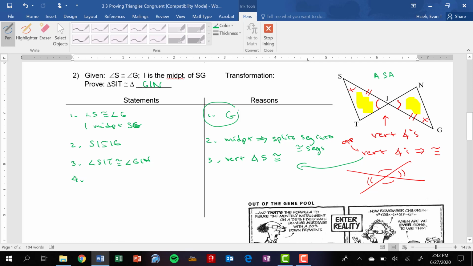And then the last step is just going to be the triangles are congruent. So triangle SIT is congruent to triangle GIN because of angle, side, angle, and don't forget the reference numbers from steps. Looks like I got an angle here, I got a side here, another angle here, so it's going to be steps 1, 2, and 3.